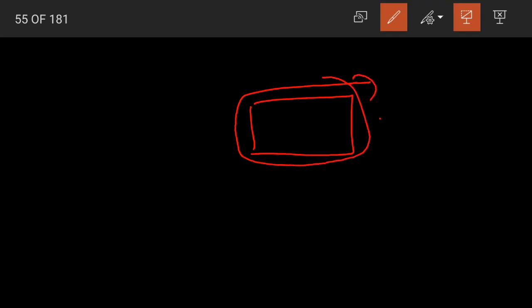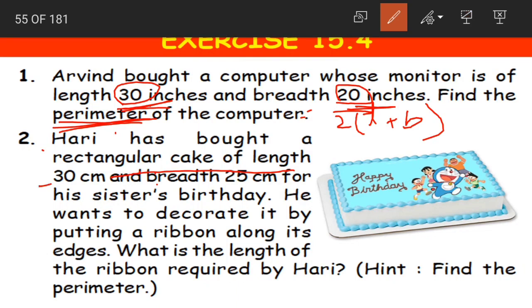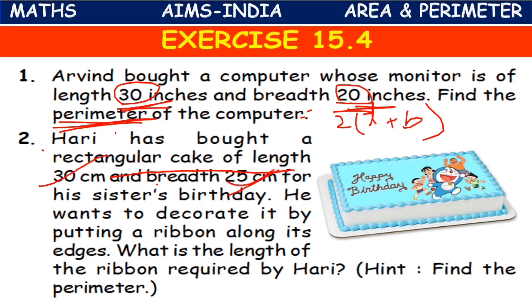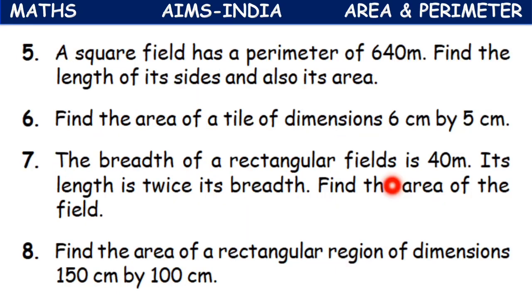How to find out, children? See, it is only along the boundary. So when we are talking about around the boundary, we are talking about the perimeter. So to find out the length of ribbon required, we need to find out the perimeter of the cake. Here the length is given as 30 centimeters and the breadth is 25 centimeters. So using the formula, find out the perimeter, and that will be the length of ribbon required.